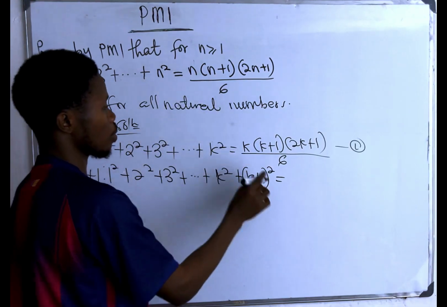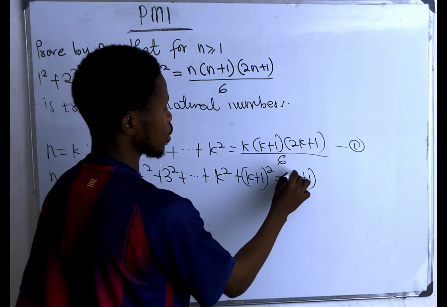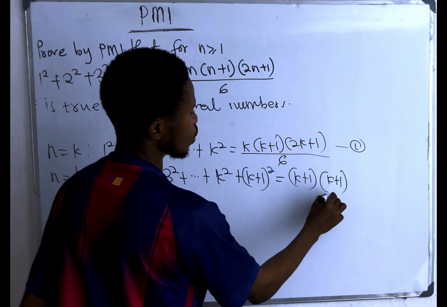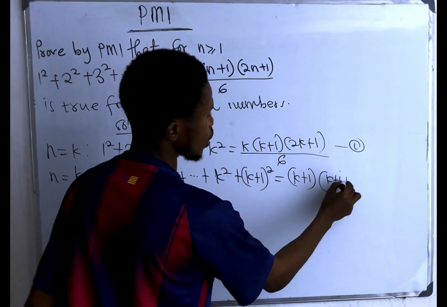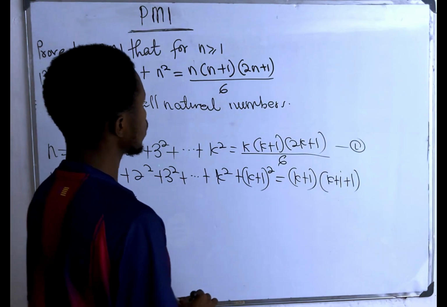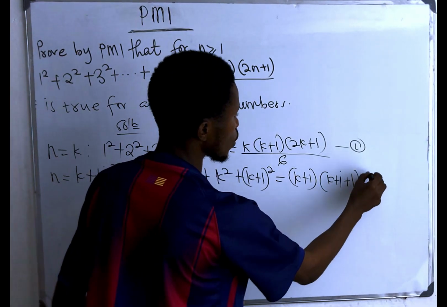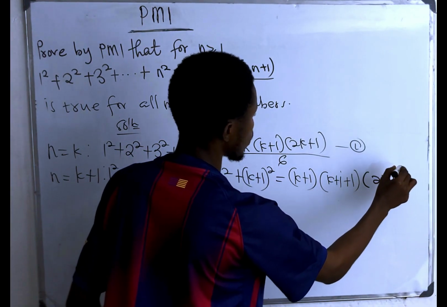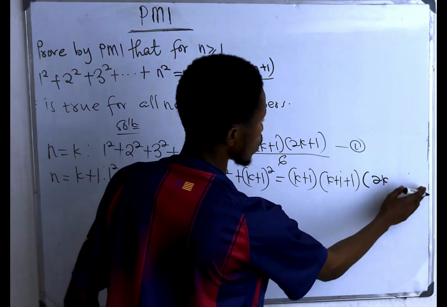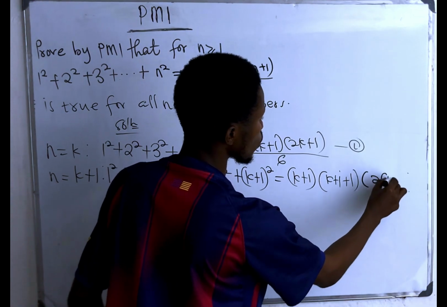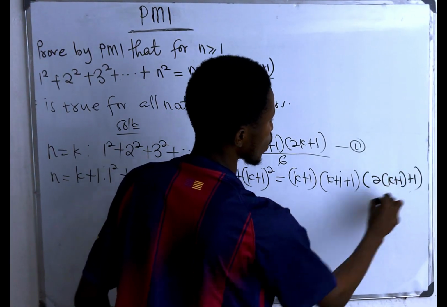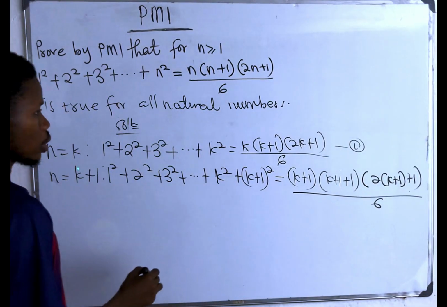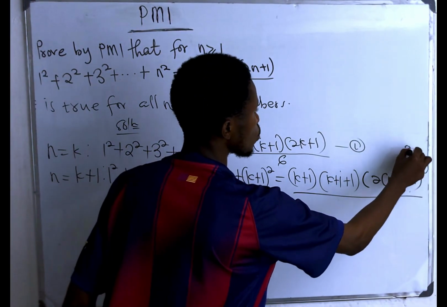when I come here, I'm going to have (k + 1), bracket open (k + 1). Remember plus 1 here again. Then another bracket open (k + 2k + 1). Now this is 2(k + 1) plus 1, like this. Remember this one is divided by what? 6. So this one should be named as equation 2.